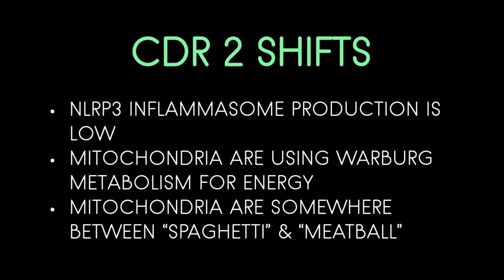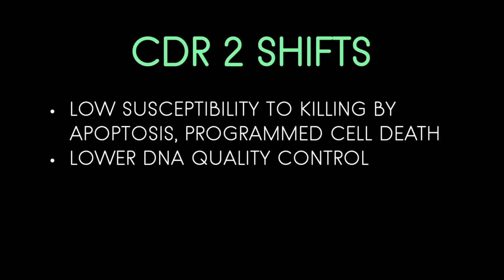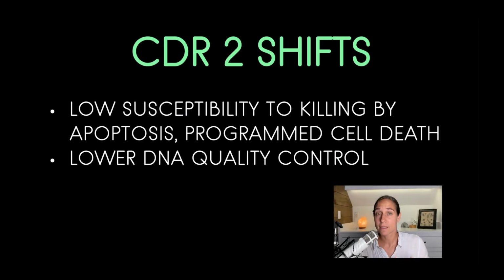Mitochondria are somewhere between the spaghetti and meatball configurations. So you can see that mitochondria can either exist as these thin filamental forms where they're all networked and web-like, or they can be punctate where they're separate. And so in CDR2, they're somewhere in between. Now in CDR2, cells have a low susceptibility to something called apoptosis, which is programmed cell death.